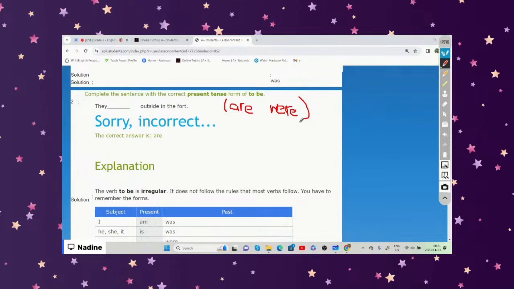So if we look at the sentence, right, and we complete the sentence with the correct present tense form of to be, right, then we can say they are. And yes, are is correct. So they are outside in the fort. Are shows that it is in the present tense. It's something that they're doing now. And the answer is are, which is correct. So well done.